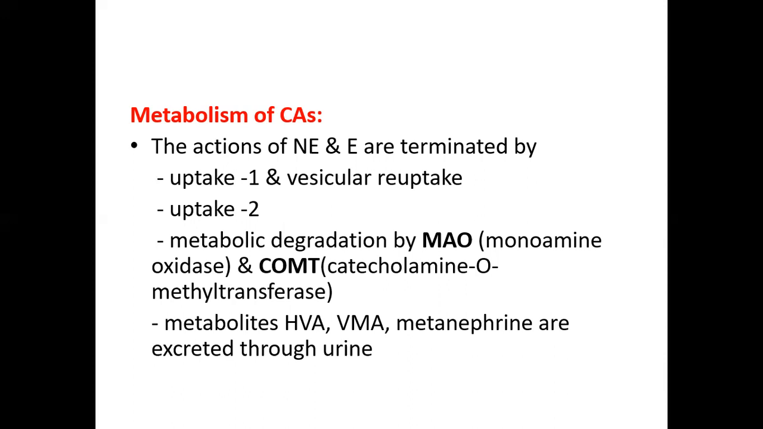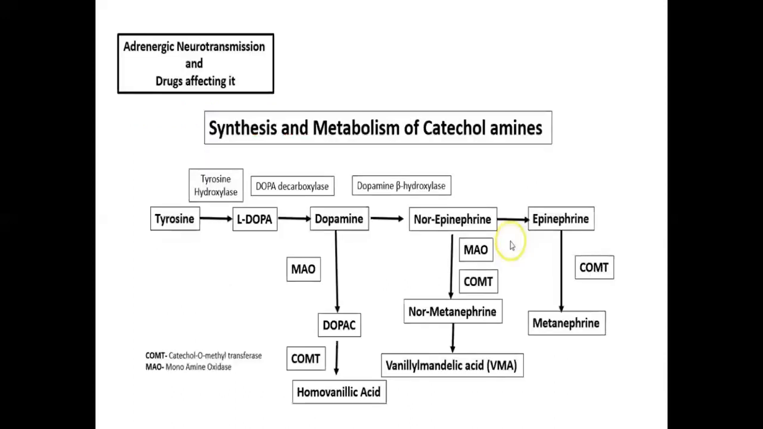Basically, the actions of both these neurotransmitters are terminated by two mechanisms, uptake 1 as well as uptake 2. Their metabolic degradation is mainly carried out by MAO as well as COMT, and the metabolic degradation products are VMA, HVA as well as metanephrine. So look at this picture carefully, and if you understand this, you can easily write the synthesis as well as metabolism of catecholamines.